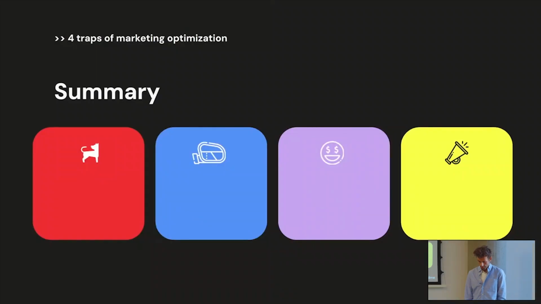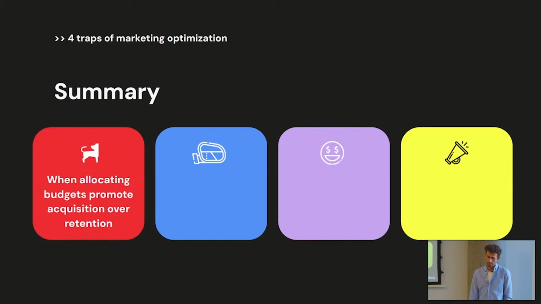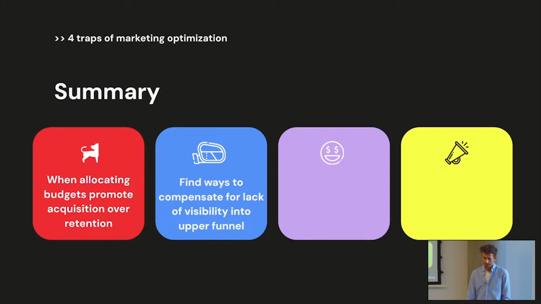So, to sum up, there are these 4 traps of marketing optimization. The first one was about understanding if your acquisition campaigns are really targeting your new customers, or maybe you are spending your money on retention or loyalizing customers. So be aware of that, calculate those repeat order rates. The second one was about the measurement problem, especially for the upper funnel, and there are ways to deal with that.